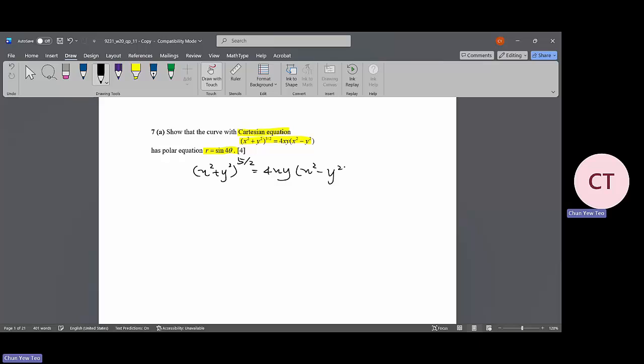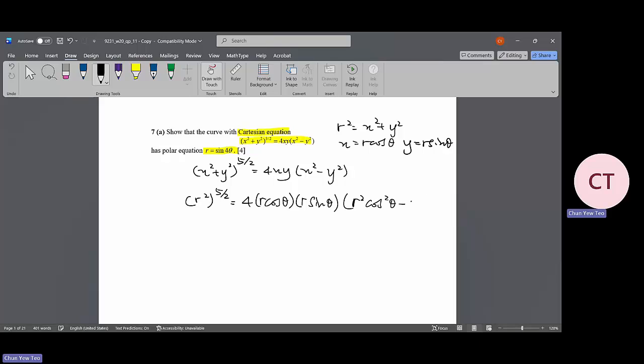Then this one is 4xy times x squared minus y squared. So you need to remember that r squared is actually equal to x squared plus y squared. So this one will become r squared to the power 5 over 2. Then you need to remember that x is equal to r cos theta, and y is equal to r sine theta. So over here you will have r cos theta, r sine theta. This will be r squared cos squared theta minus r squared sine squared theta.